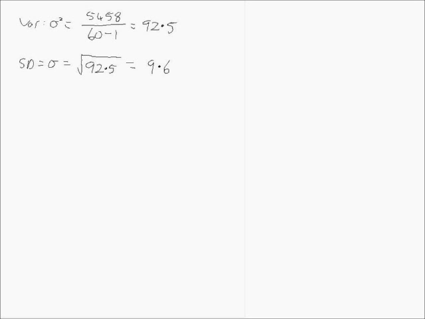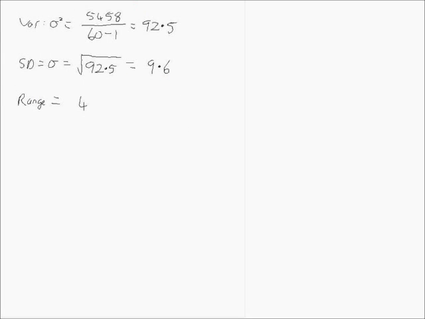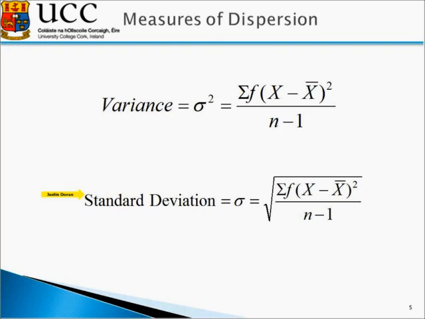The final thing we have to calculate is our range. So the range is the most basic measure of dispersion, and essentially the range is the difference between the lowest possible value that the data can take, so in this case 0, 0 is their starting point, and the highest possible value the data can take, so in this instance 49. So the range is simply the difference between 49 and 0. So the range is 49. So we've now calculated all our measures of dispersion. We've calculated our variance, our standard deviation, and our range.